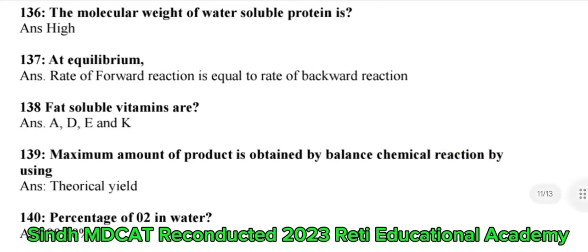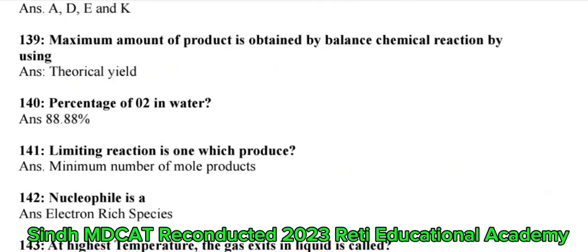Question number 136. The molecular weight of water soluble protein is high. Question 137. At equilibrium, rate of forward reaction is equal to rate of backward reaction. Question number 138. Fat soluble vitamins are, and the correct answer is A, D, E and K. Question number 139. Maximum amount of product obtained by a balanced chemical reaction by using, and the correct answer is theoretical yield.